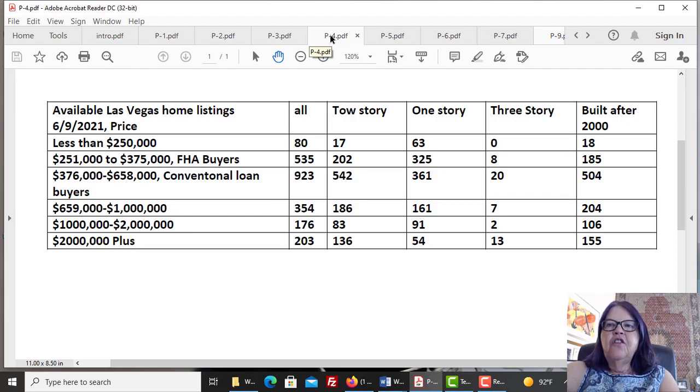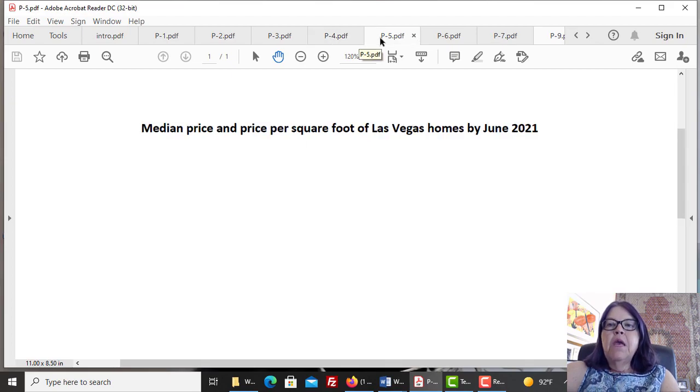The insufficient listing inventory, along with strong demand, is the reason for the eye-popping price gains. Median price and price per square foot of Las Vegas homes by June 2021. Supply and demand in real estate is measured as the months of listing inventory calculated by dividing available listings by the unit sales in a month. It stands at 0.6 months, which is a negligible increase from April and far from 4 months of inventory, which is necessary for stable pricing.